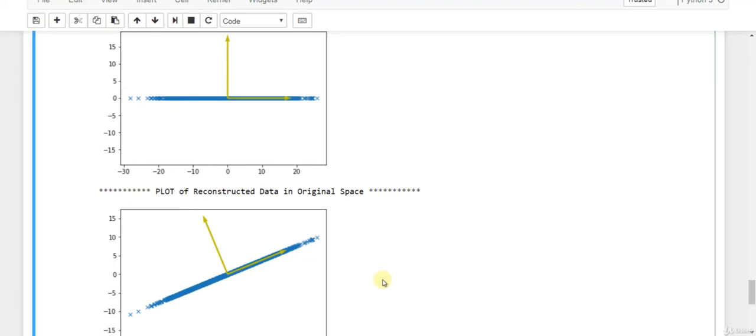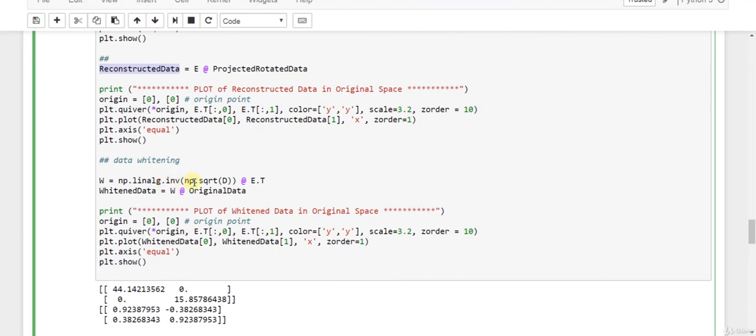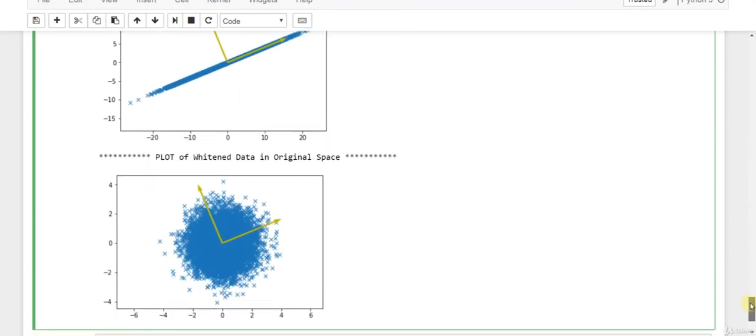Finally, let's perform PCA whitening. We have seen before that the whitening matrix is equal to D to the power negative 1/2 multiplied by E transpose. So I define this whitening matrix right here: I take the square root of the matrix D, then I get the inverse of this to have D to the power negative 1/2, and then I multiply this by E transpose. After that, I multiply the whitening matrix W by the original data in order to get the whitened data. And then I plot the whitened data in the original space, and I see that this is the result, and indeed this data is whitened, just as desired.